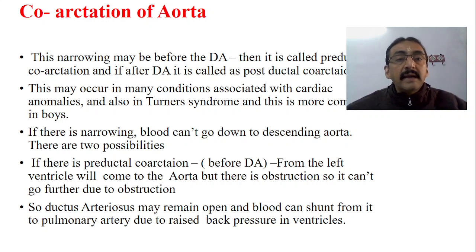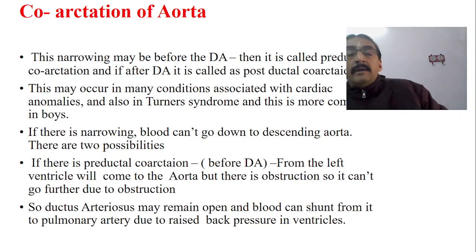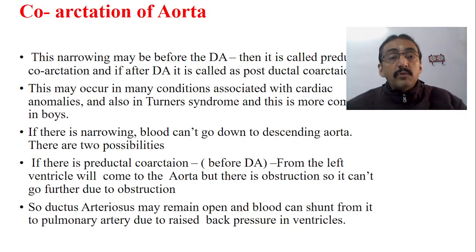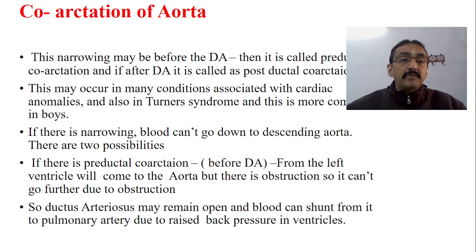This may occur in many conditions associated with cardiac anomalies, and also in Turner syndrome. Turner syndrome, very important. This is one of the most common cardiac anomalies there. Coarctation of the aorta is also more common in boys compared to girls. If there is narrowing, blood cannot go down to the descending aorta, and there are two possibilities. These small points are very important.